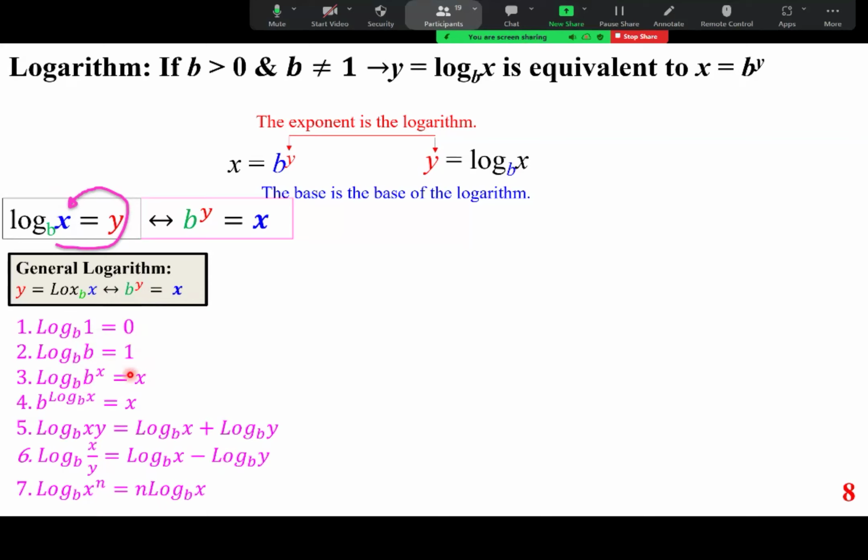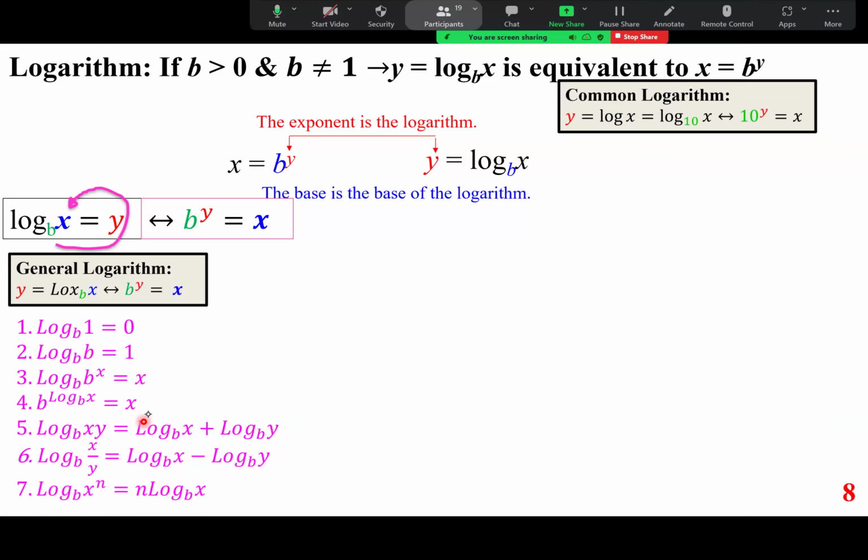Log base b of b to the power of x is x. b to the power of log base b of x equals x. These are because the two functions are inverse functions. Product rule: log of xy is log x plus log y, same base b. Quotient rule: log of x over y is log x minus log y, base b. Log of x to the power n is n log x base b, and this is the power rule. All of them have the same base.